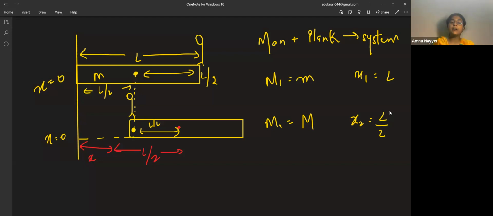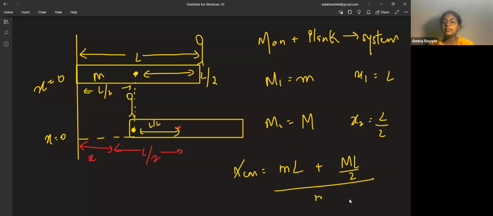Okay, good. Now see, when the person has shifted, there would be a center of mass formula for this one also, right? What would be the formula? M1 x1, so m times l by 2, plus m2 x2, divided by the total mass m plus m. Fine. There is a center of mass initially, before the man started moving.